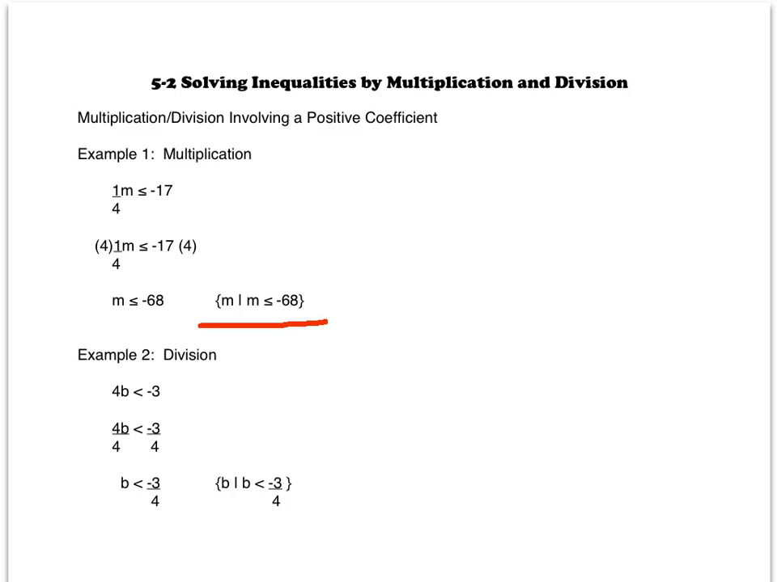In example 2, 4b is less than negative 3 would be solved by dividing both sides by 4, which would leave us with b is less than negative 3/4. Or in set builder notation, all numbers b such that b is less than negative 3/4.